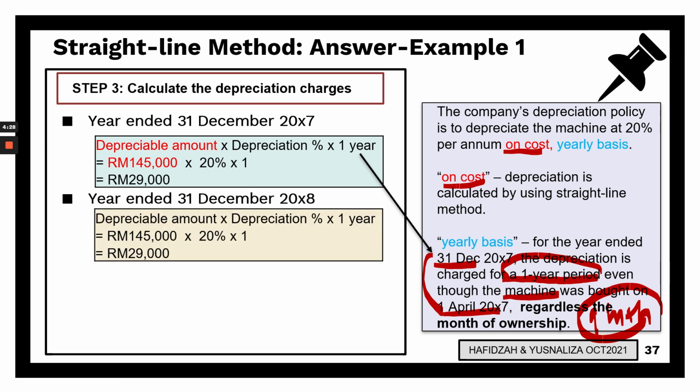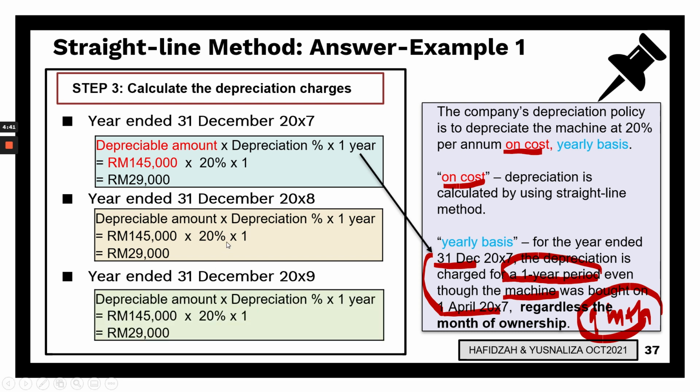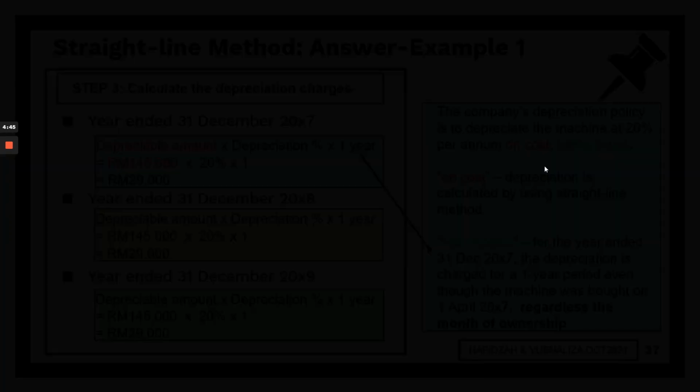Next, the second year will be the same, because that is the principle under the straight line method: the same depreciation for the same asset each year if there are no changes to the asset. The third year is also the same. So for 3 years, they are all the same because this is yearly basis.